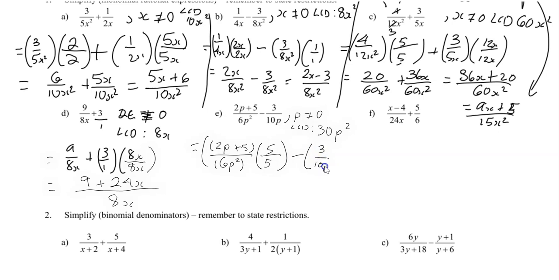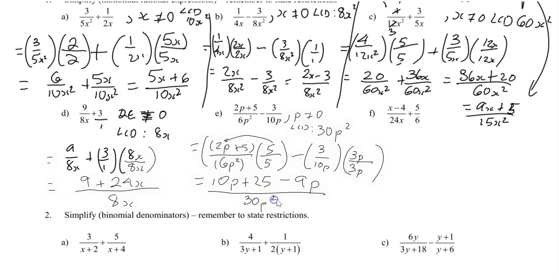Minus 3 over 10p. So to get 30, we'll put a 3. To get the p squared, we'll put a p. Whatever goes in the denominator goes in the numerator. Distributive law. So 10p plus 25 minus 9p. See that there. Instead of writing them separately with their denominators, I know that both denominators are going to be 30p squared. So 10p minus 9p will be p plus 25 over 30p squared.